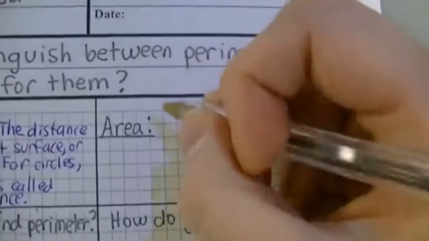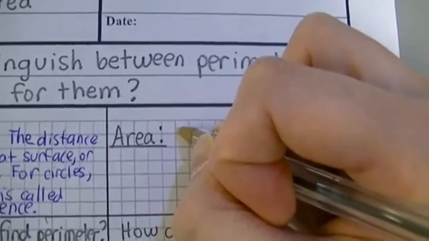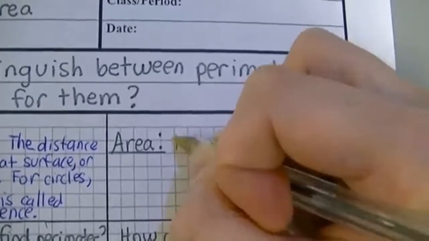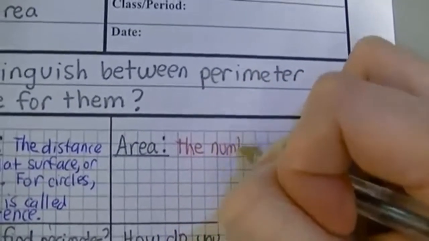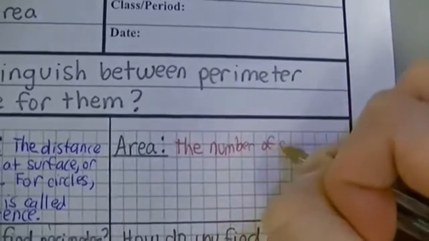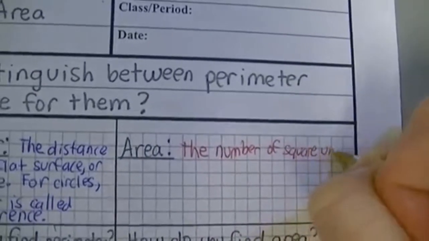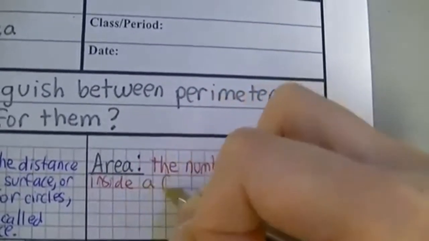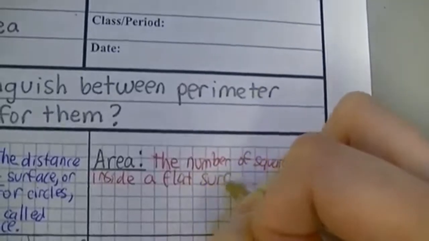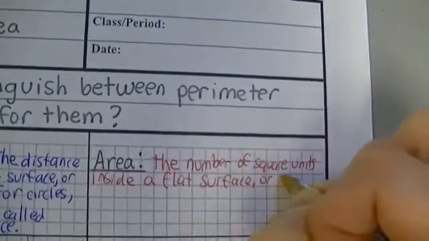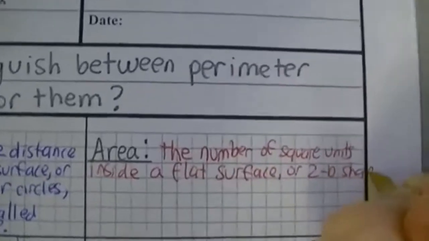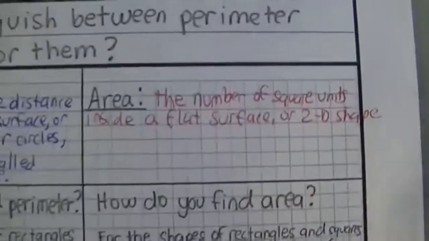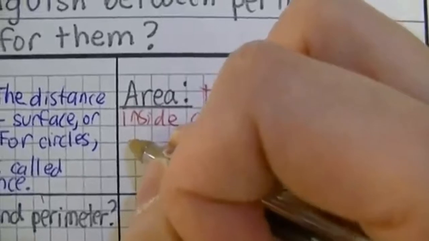Okay, now let's focus on area. It's the number of square units inside a flat surface or two-dimensional shape. And I want you to make sure you label area as units squared or square units.